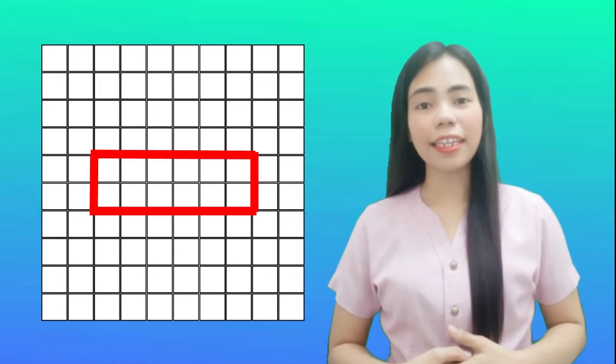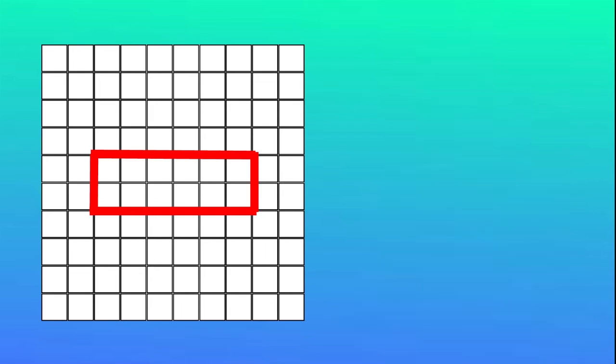Let's look at this figure. Notice that it is drawn on a grid. A grid is made up of unit squares. What is the perimeter of this figure if each square unit has a length of 1 centimeter?